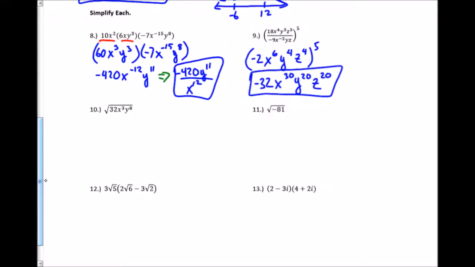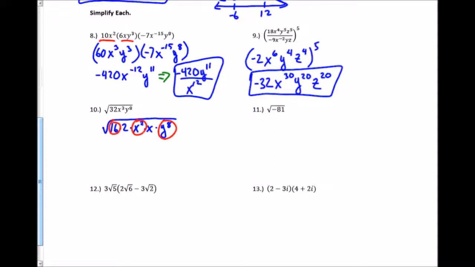Okay? For this one, I'm looking for a perfect square to divide evenly into this guy. So that's going to be 16 times 2. For variables, I need exponents that are divisible by 2, so I'm going to break this into x squared times x. The y to the 8th is already a perfect square because it's got an exponent that's divisible by 2. And then just start taking the square root of each of these things.